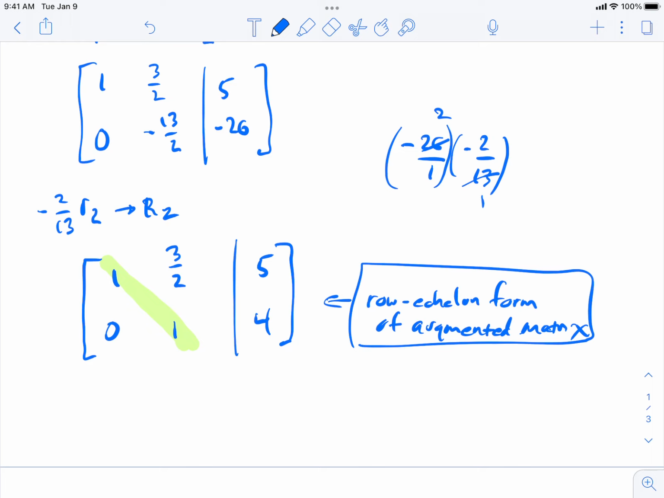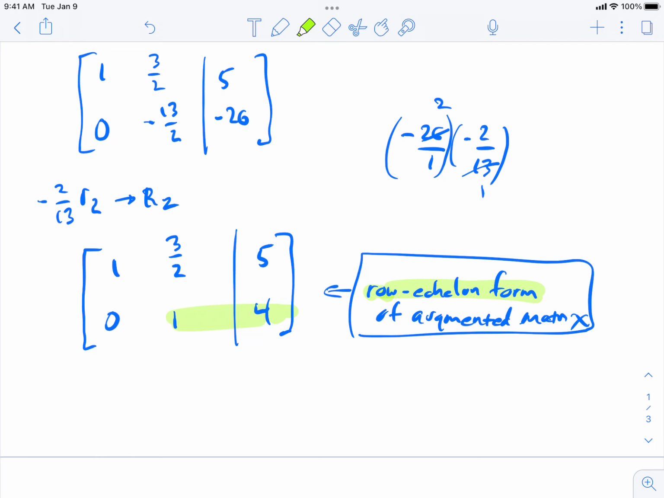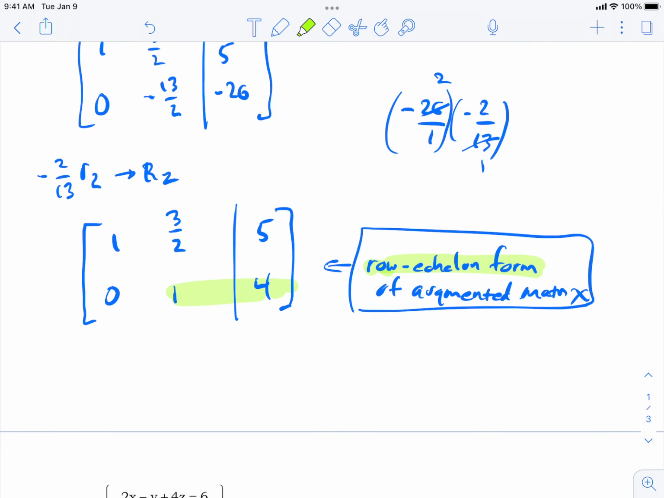So that's kind of our initial goal. 1s down that diagonal, 0s underneath. And again, we call this initial goal Row-Echelon form. We've used row operations to convert our augmented matrix into Row-Echelon form. Woohoo! Happy city. Like I say, you know you're there because the bottom row now contains your solution, y equals 4.